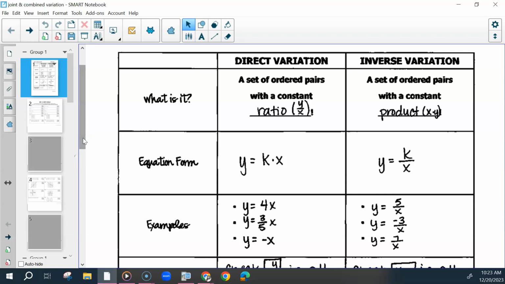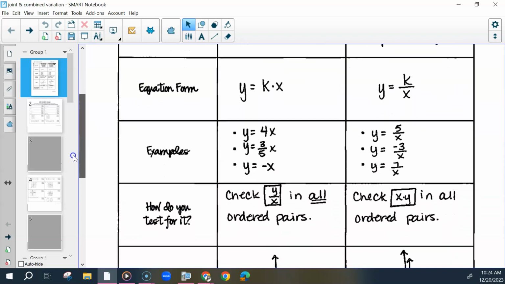This is a recap of all of the information that we've been talking about for the last 2 classes. Direct variation is a set of ordered pairs that have a constant. To find that constant k is y over x. For inverse, you multiply y times x to find that k. These are our 2 equations. For direct, y equals kx. For inverse, y equals k over x. There are different examples of what those look like.